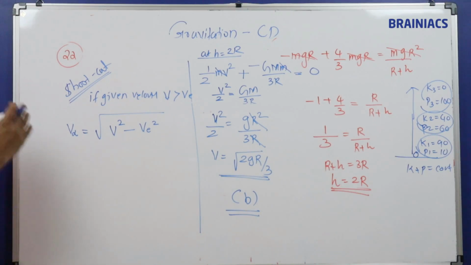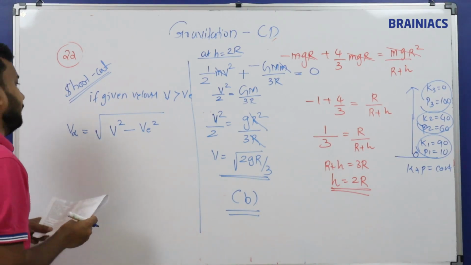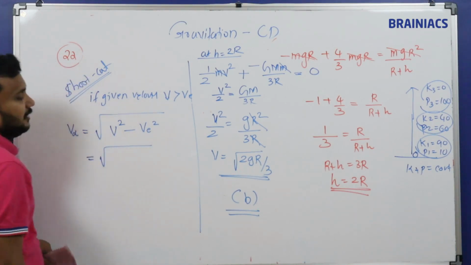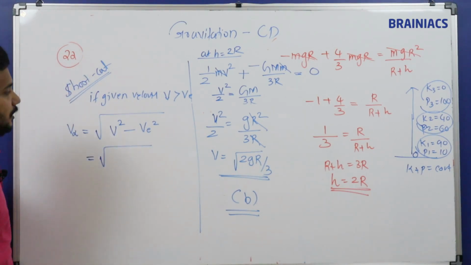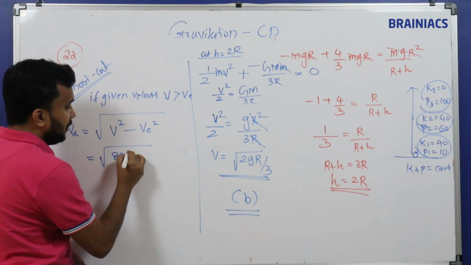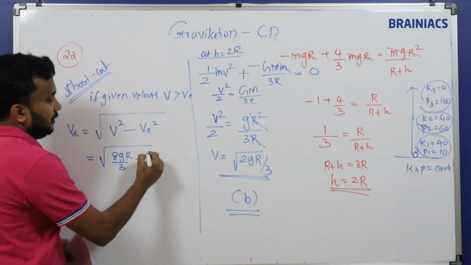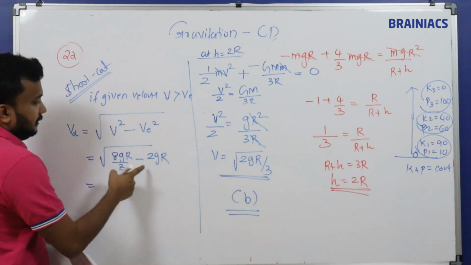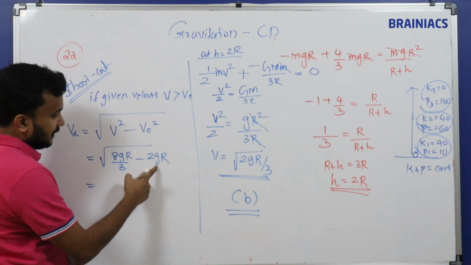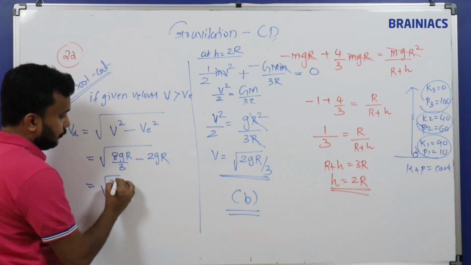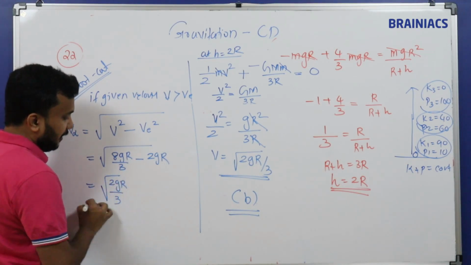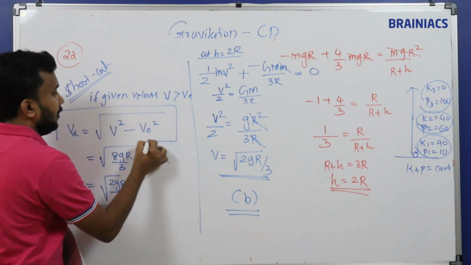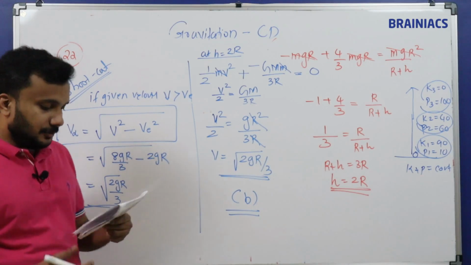So we need to find out the velocity at a far away point, because we are throwing a velocity greater than escape velocity. If you substitute it over here, we know v square means our given value, 8gr/3. Escape velocity square means 2gr. Now we'll simplify this one. So this becomes 6, so 6gr/3, you will get 2gr/3. So this is a shortcut method to solve this problem. This problem you have to remember in case you forget that.